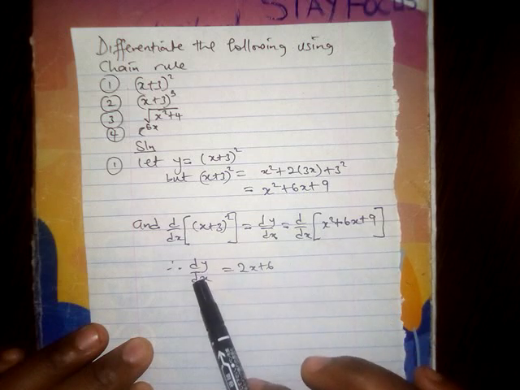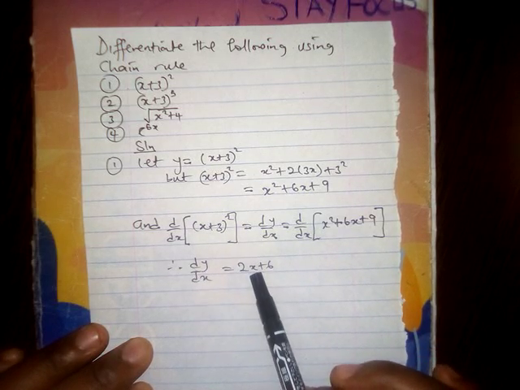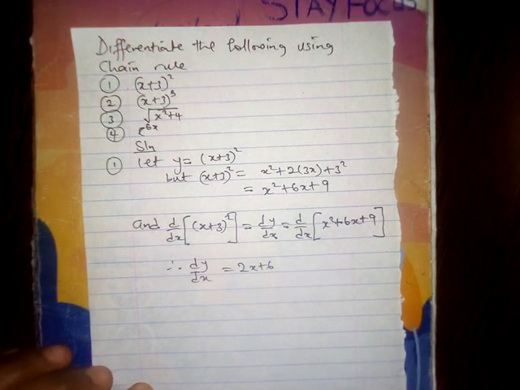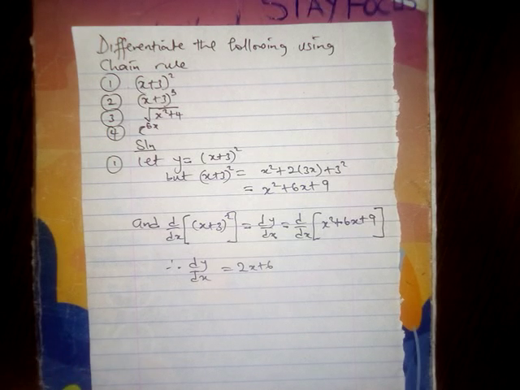So we know that our dy over dx is 2x plus 6, but this is not actually chain rule. In fact, this is our normal rule for differentiating a polynomial. Now we want to differentiate it using chain rule. Let's see if this will give us the same thing.